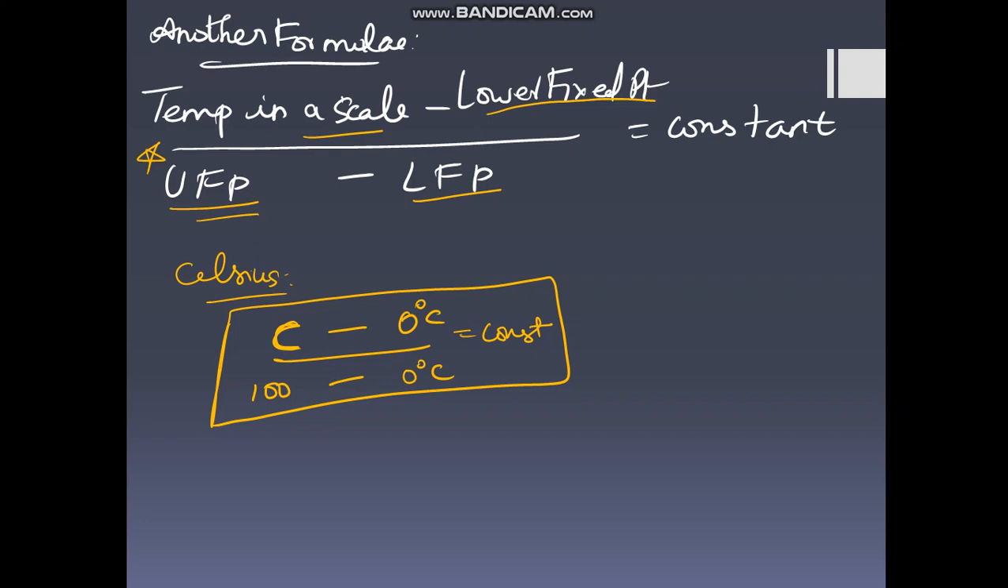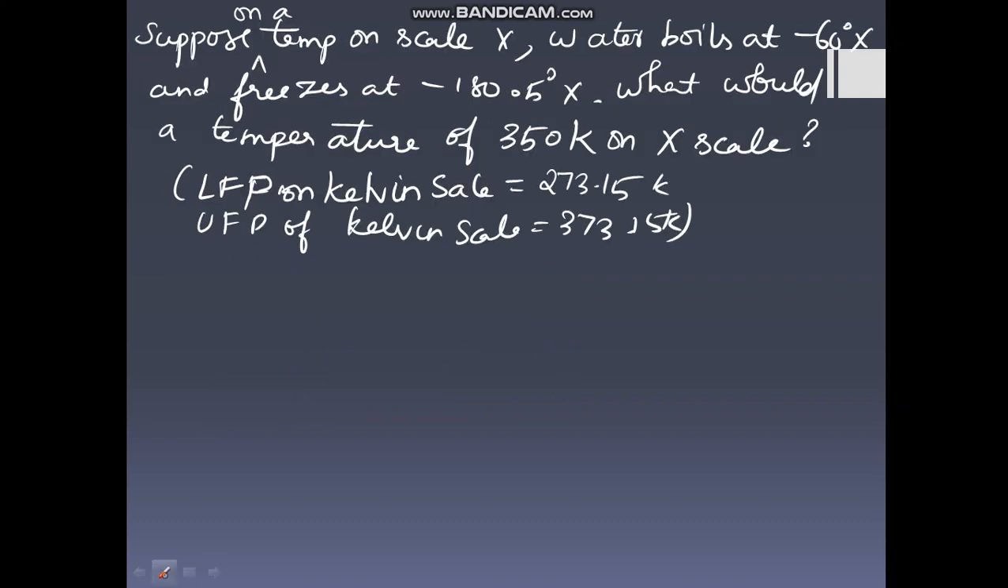Based on this we will see one numerical. Suppose on a scale X, like the Celsius scale, we are assuming an X scale, water boils at minus 60 degrees X. Boiling at minus 60 degrees X means it is the upper fixed point, and freezing means the lower fixed point, that is minus 180.5 degrees X.